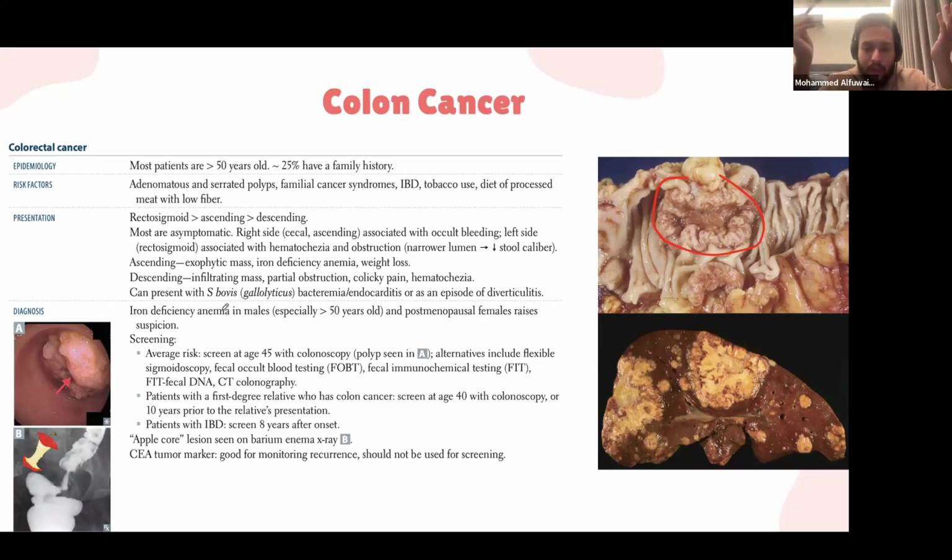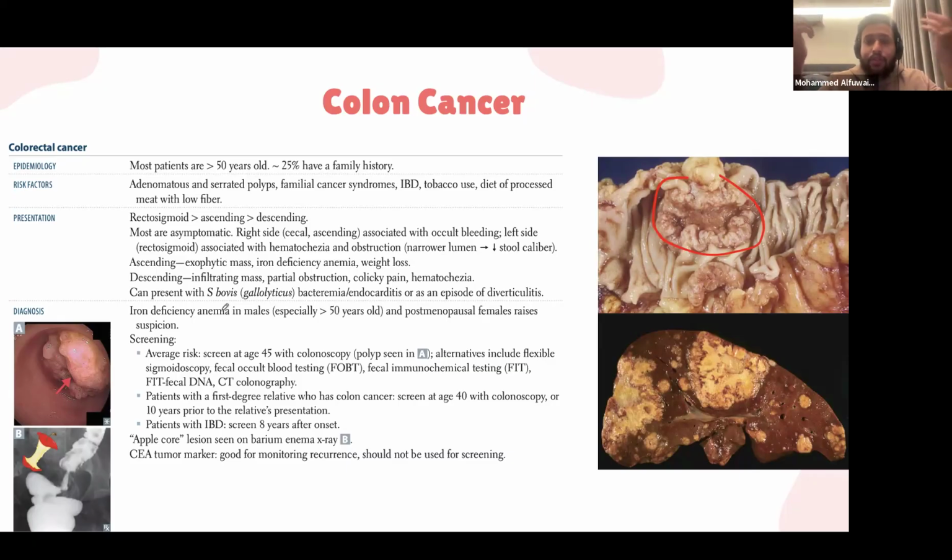What is the most common cancer of the liver? Metastasis. Metastasis is the most common liver cancer. Primary liver tumor is different, but most commonly it is metastasis from the colon. That's pretty much it.